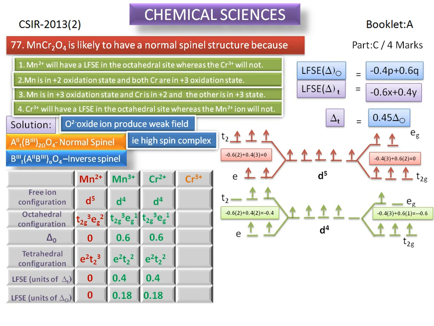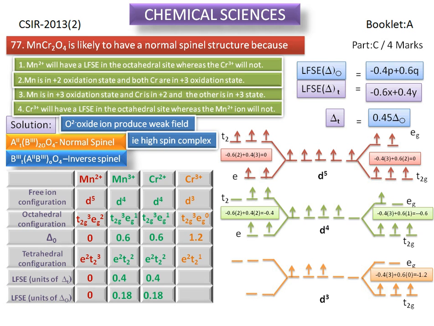Next, we calculate LFSE for chromium 3+. It has d3 configuration. Its value in delta 0 for octahedral configuration is 1.2. Next, we calculate the tetrahedral configuration LFSE. Its value is 0.8. Its value is 0.36 in delta 0 units.